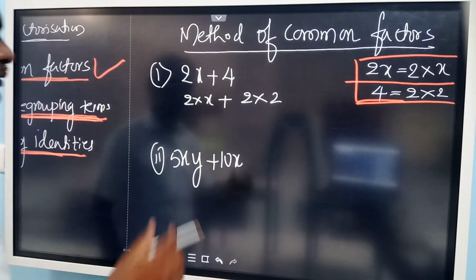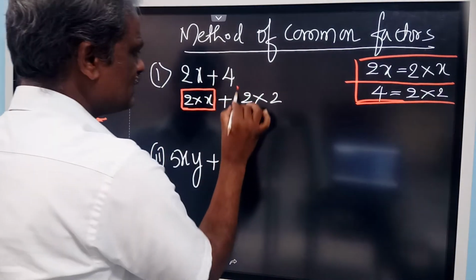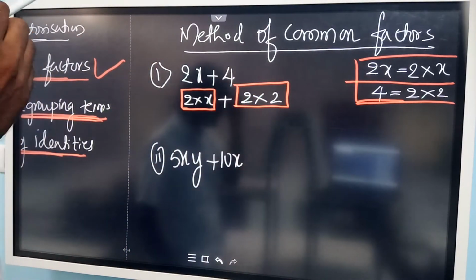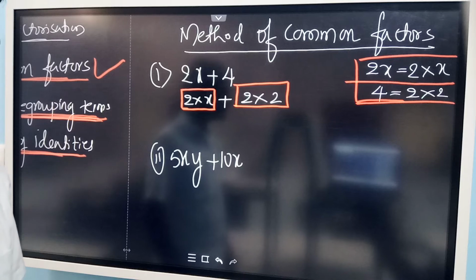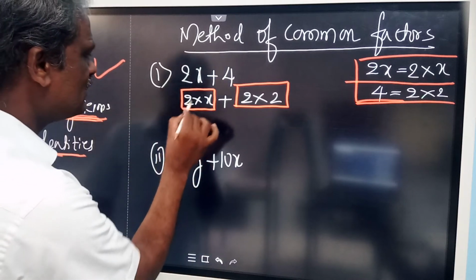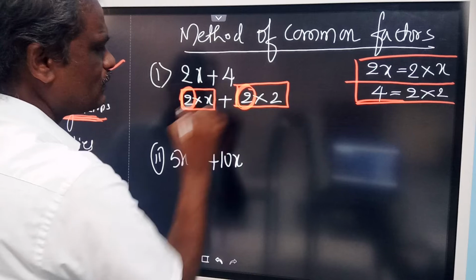Now we have two parts here. First one is 2x, 2 into x. Second one is 2 into 2. Among these two groups, one factor is common. You can see in both the places. Which is that factor? 2 is present. Now if you remove this 2, it is okay.